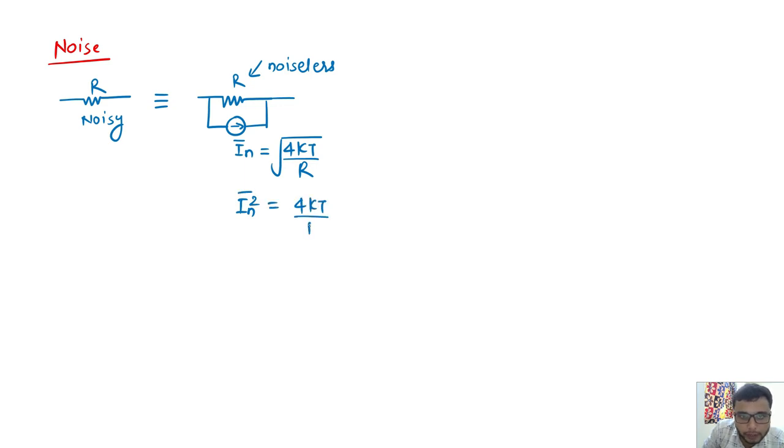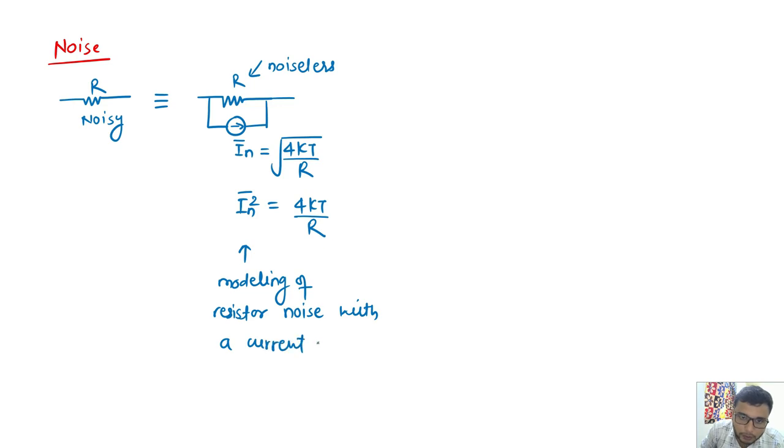4kT by R. This is the current based modeling of noise, modeling of resistor noise with a current source which is in parallel with the ideal resistor. The other modeling of the resistor can be like this. The star means there is no direction specified for the noise, but if you want to give one, you can give any direction which is considered during the first iteration. It has to be constant throughout your analysis.